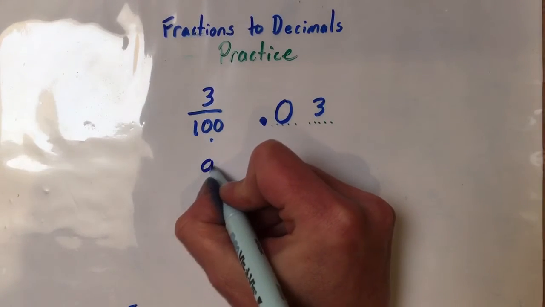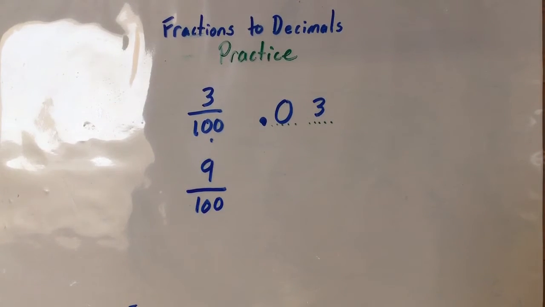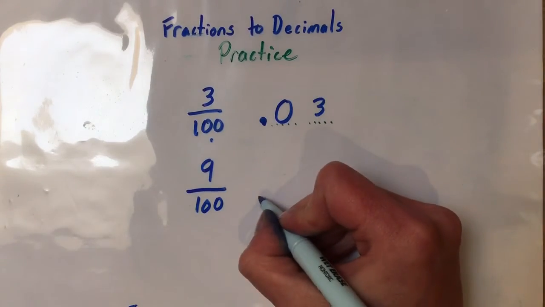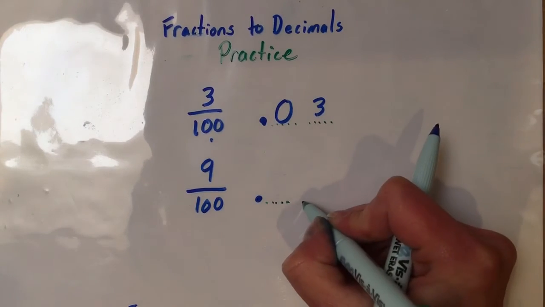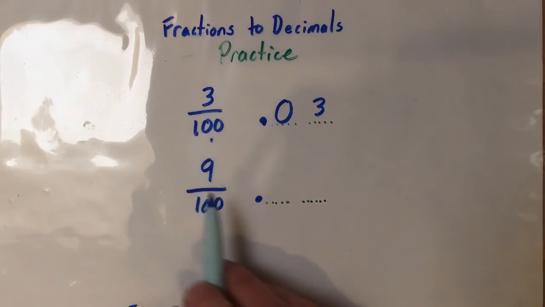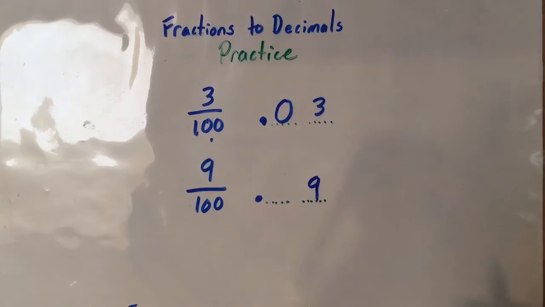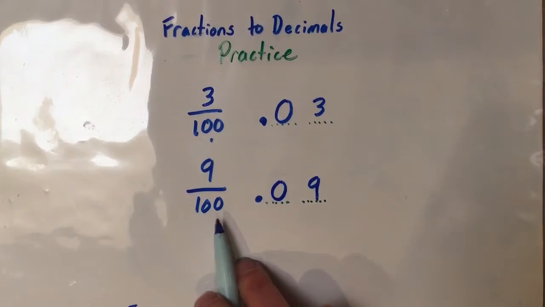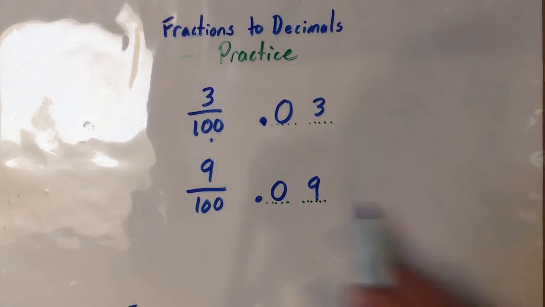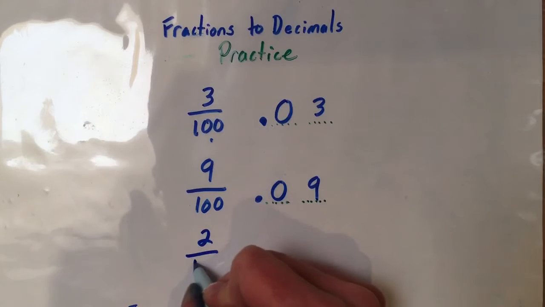Ready to try another one? Let's try 9/100ths. All right, so I put my decimal down. I know that I have my tenths here and my hundredths here. I have 9/100ths, so the 9 needs to go in the hundredths space. Cannot leave my tenths blank. I must have my 0 placeholder. So this is 9/100ths. Last practice problem like this, I want you to do 2/100ths.